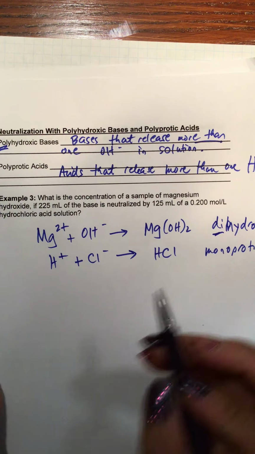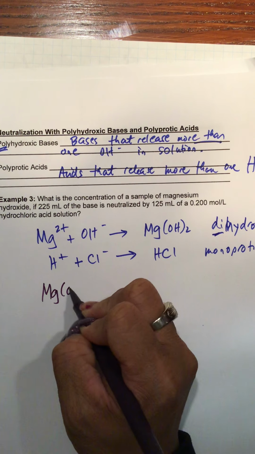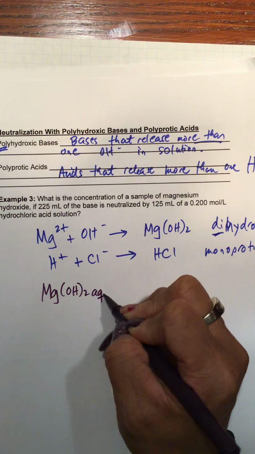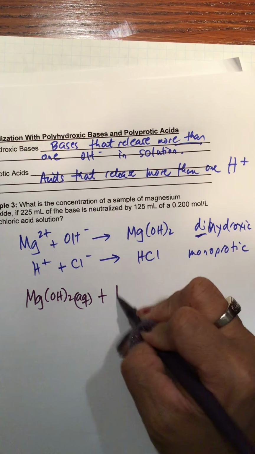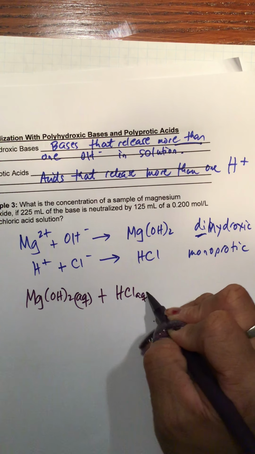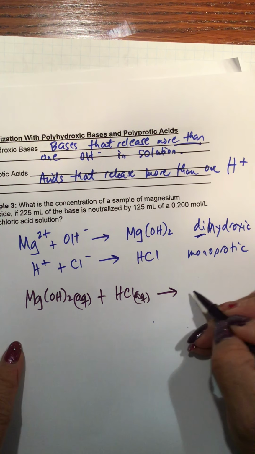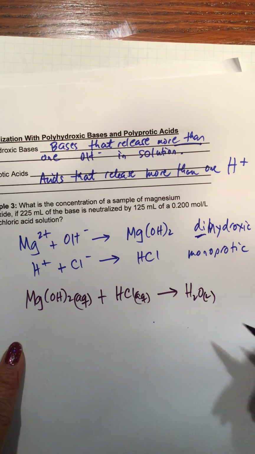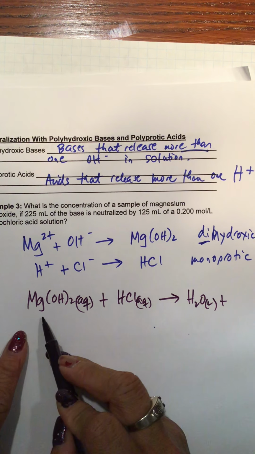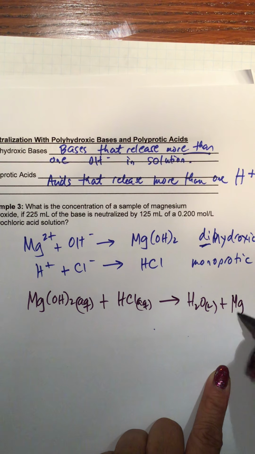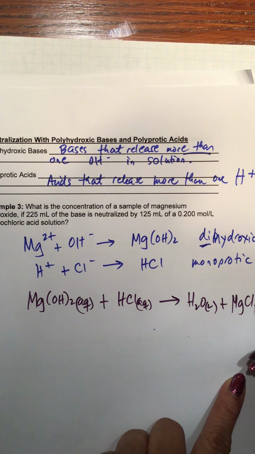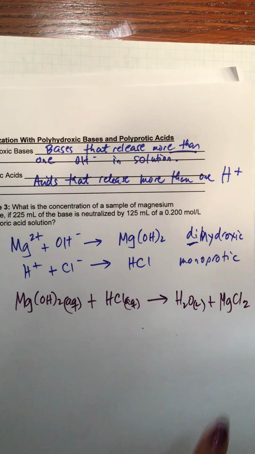neutralization equation. So now we're going to combine Mg(OH)2 aqueous, that's magnesium hydroxide, with hydrochloric acid, and you're going to get your water, liquid form, plus magnesium chloride. Because magnesium is a +2, you will get MgCl2. Okay, so the ratio is 1-to-2.